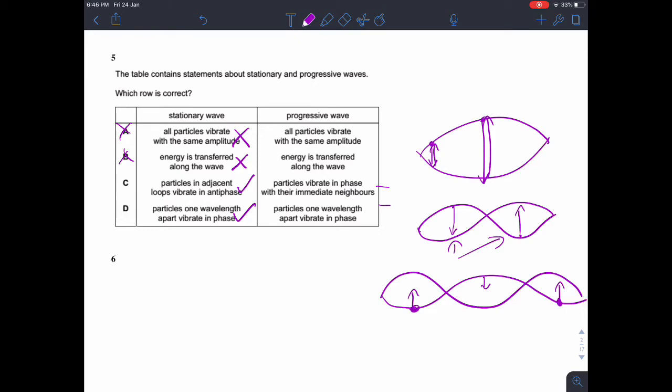false. Well, in a progressive wave, particles vibrate in phase with their immediate neighbours. If a wave is travelling this way, then this one is at its peak maximum displacement here, and this one is almost at its maximum displacement, but it's still going to move up a tiny bit more, and then this one needs to move up even more to get to maximum displacement. So none of those are in phase with each other. None of those are reaching their maximum displacement at the same time, so that one is not correct. So it must be D.